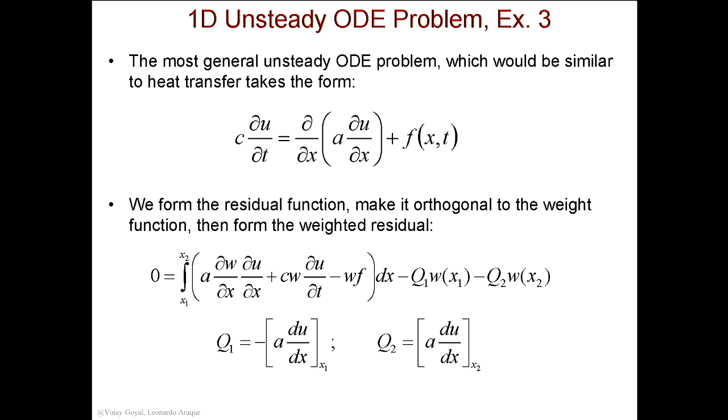First step, form the weak form. That's the first step. And here I'm using W as my weight. U is a variable of interest. T is time. A and C are constants. I'm using W as my weight. And so I form the weak form. You guys know how to do that now. You're an expert at doing that.